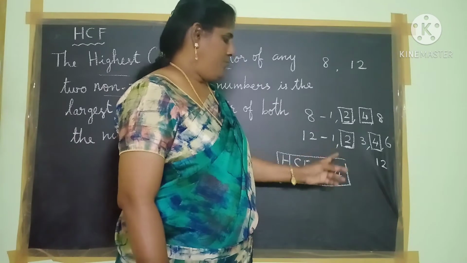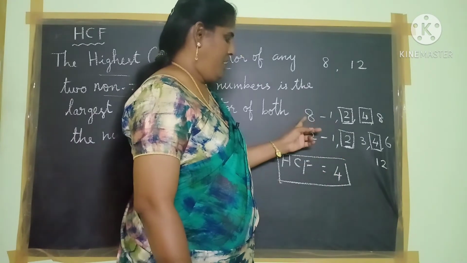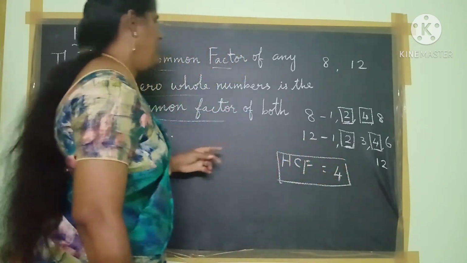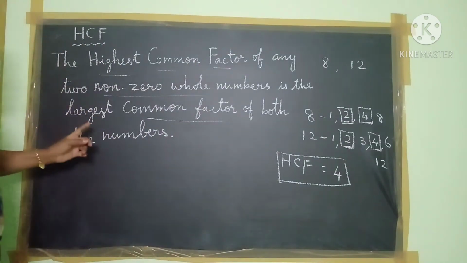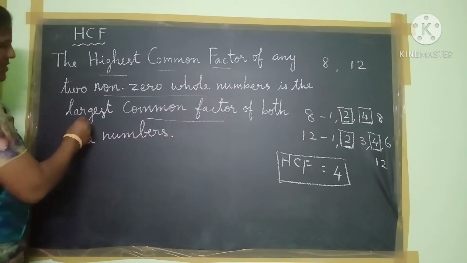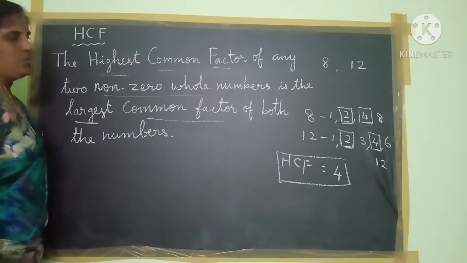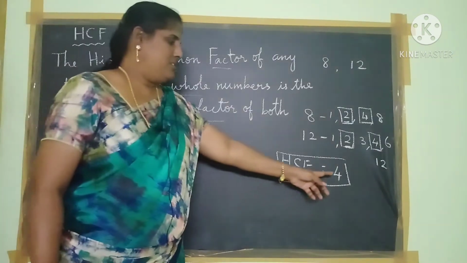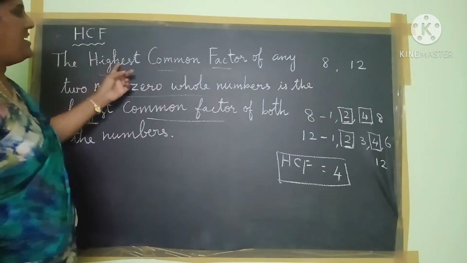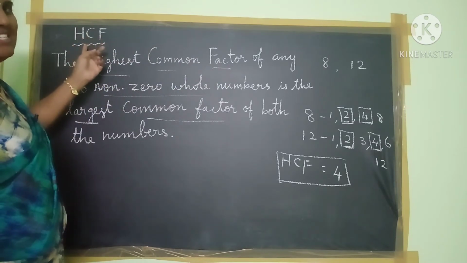That means 4 divides 4, 8 and 12. So it's a common factor, as I already told. The largest common factor of both the numbers is 4. That is called the highest common factor, or in short form, HCF.